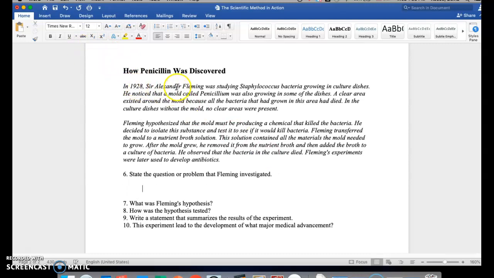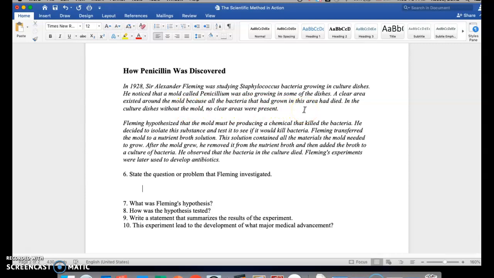In 1928, Sir Alexander Fleming was studying Staphylococcus bacteria growing in culture dishes. He noticed that a mold called Penicillium was also growing in some of the dishes. A clear area existed around the mold because all the bacteria that had grown in this area had died. In the culture dishes without the mold, no clear areas were present. Okay, in other words, there was no dead bacteria.